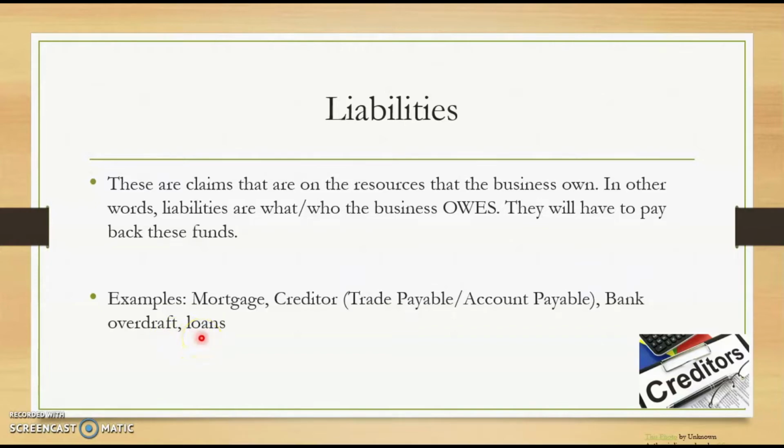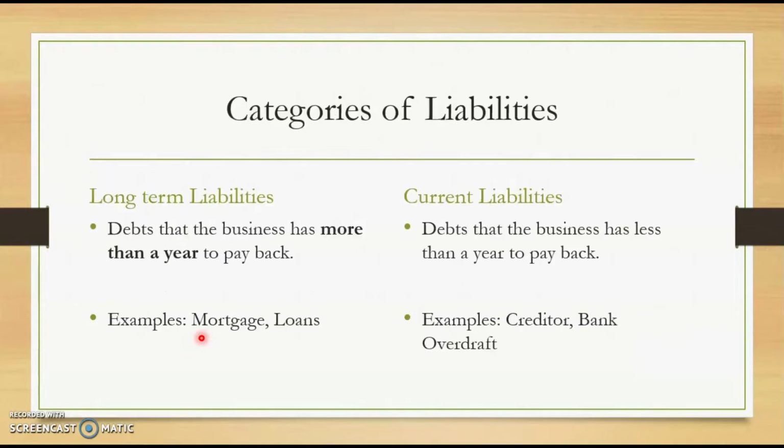And then other loans that you will get from other individuals, family, friends, those would be seen as liabilities because you will have to pay them back. So we have the categories of liabilities: long-term liabilities and current liabilities. Your long-term liabilities are basically the debts that the business has more than a year to pay back. So they will have 2 years, 3 years, 4 years, or even more to pay back the money that was given to them. So we're looking at mortgage and loans because these tend to be paid back in more than a year.